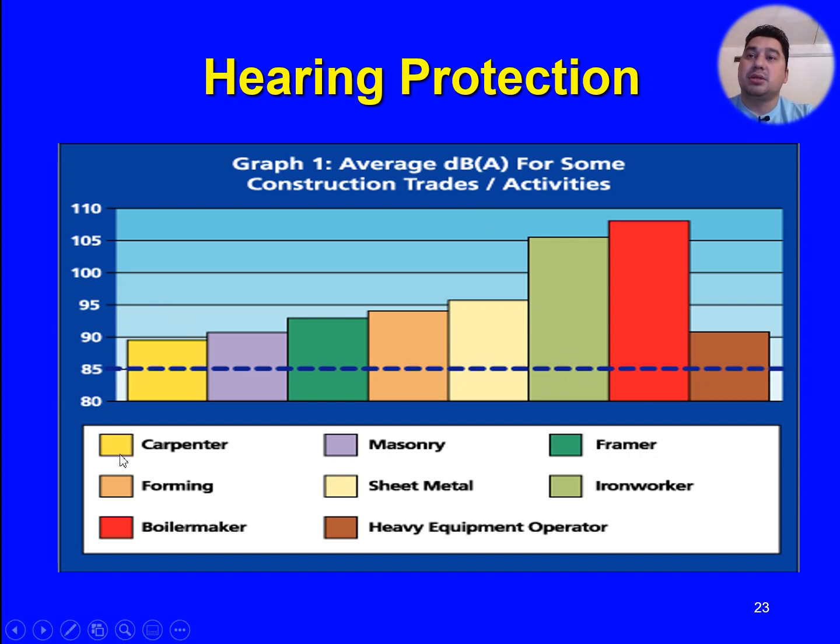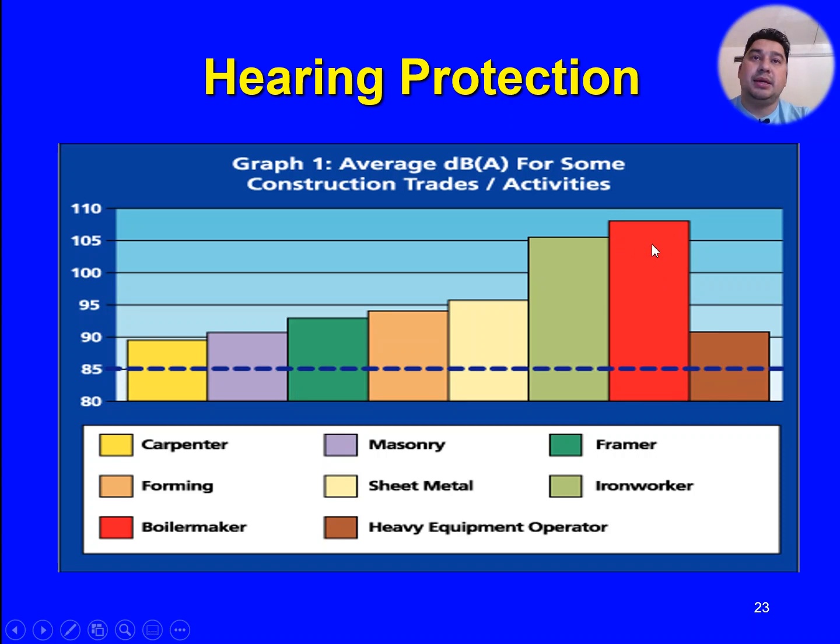We have the different colors. For yellow, we have the carpenter. After that, we have forming. Then after that, we have joint maker. After that, we have masonry, sheet metal, heavy equipment, and we have the farmer, and the iron worker.